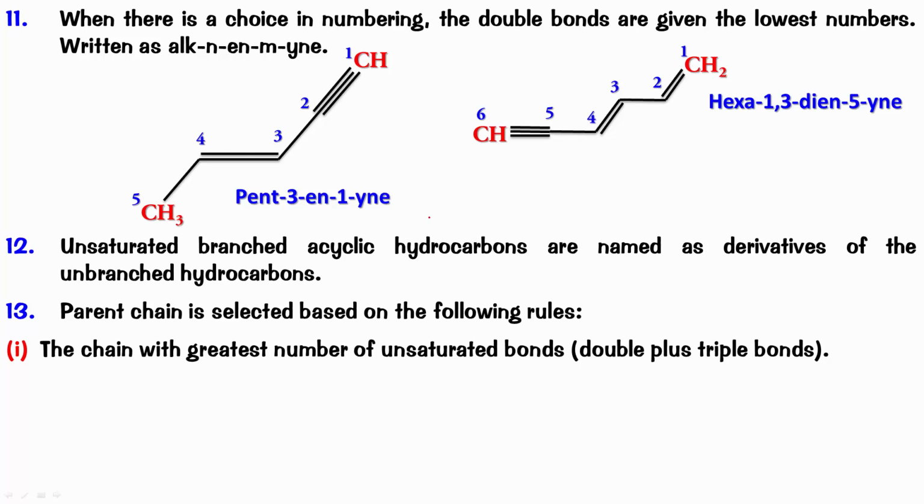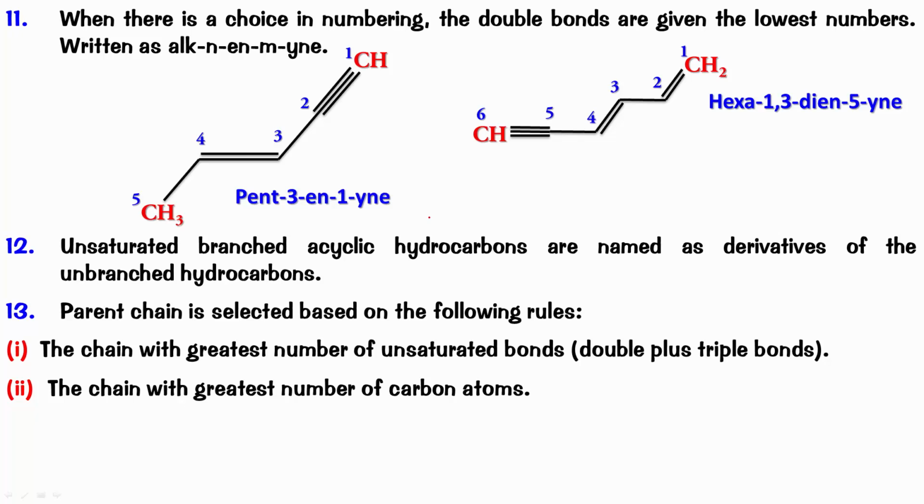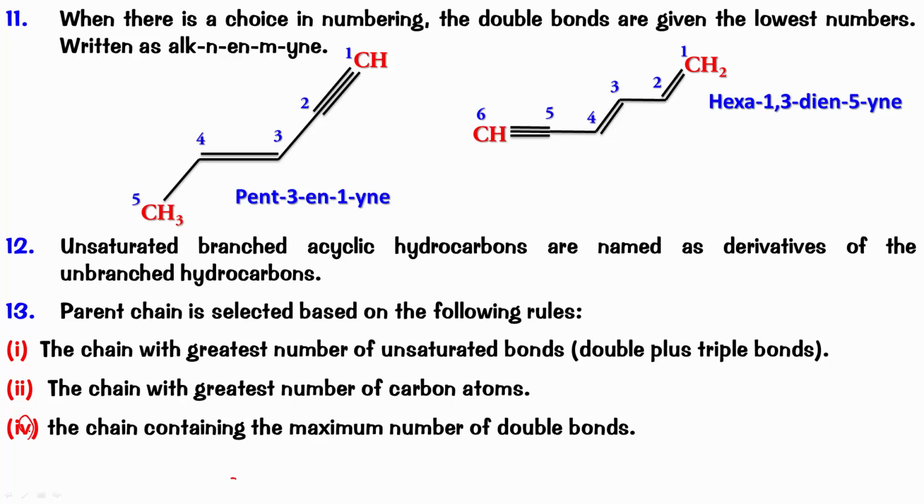Now suppose you have more than one chain, which is double plus triple equal to same, but the number of double and the triple may change. Then you have to select that which has the greatest number of carbon atoms. If the double plus triple is same, then go with the maximum number of carbon atoms. If carbon atoms is also same, then go with the one which has maximum number of double bonds. And this, I'm sorry, this has to be point number 3. So the chain containing maximum number of double bonds.